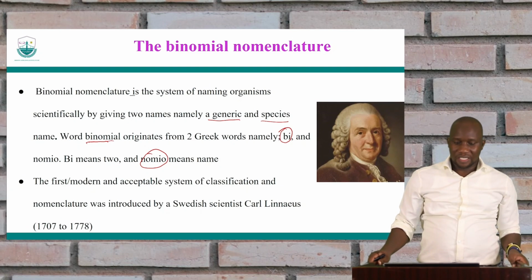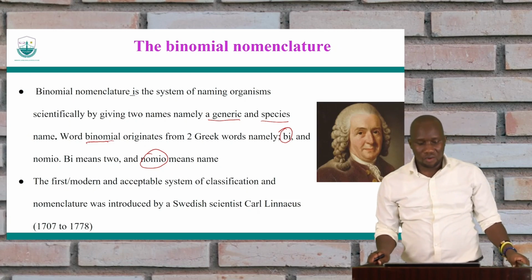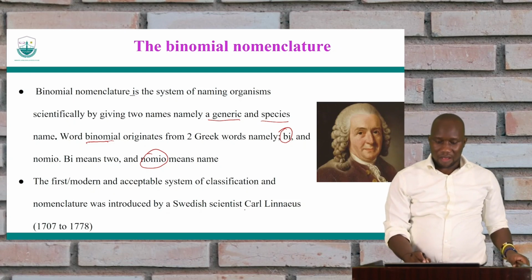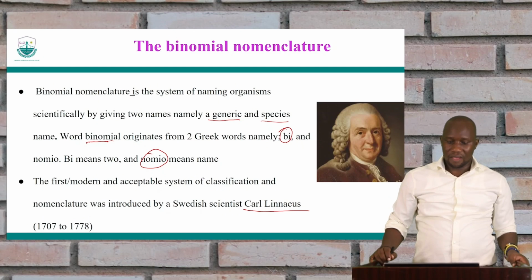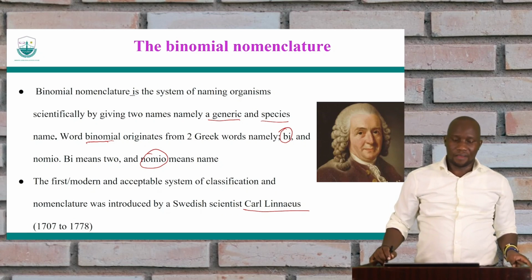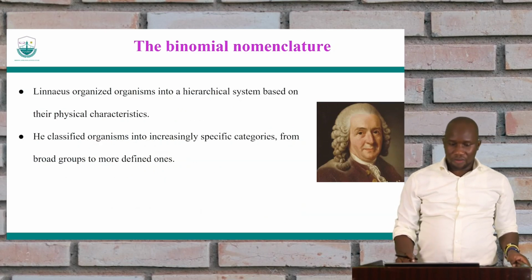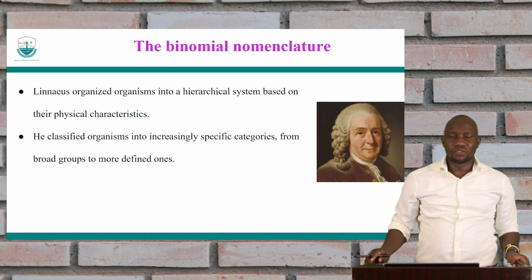This is the system that we currently use in naming organisms, and the person who introduced this is Carl Linnaeus. Carl Linnaeus is the person who introduced this system of classification. That is very important to note.